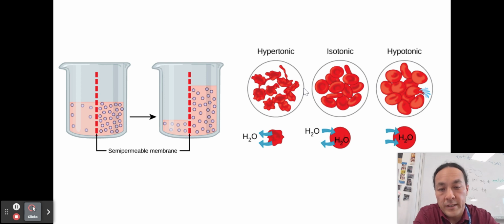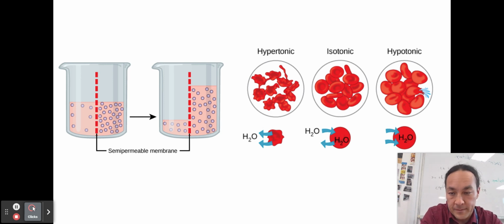A solution that causes a cell to lose water is called hypertonic. A solution that is at an equal rate of water transfer, or dynamic equilibrium, will be called isotonic. And a solution that is more dilute on the outside and causes water to rush into the cell will be called hypotonic. All right, here's a good example.